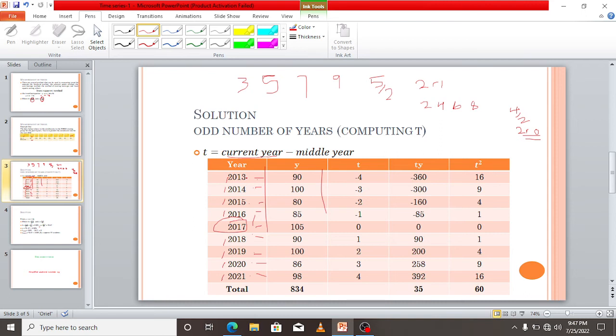Then here to get t, it is current year minus middle year. The current year is 2014. 2014 minus 2017, which is the middle year, and you get negative 3. You do up to the last one. You do that using the same technique.